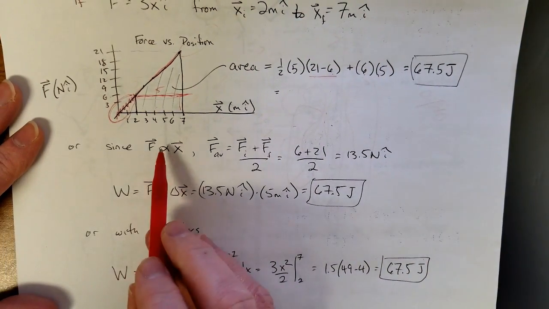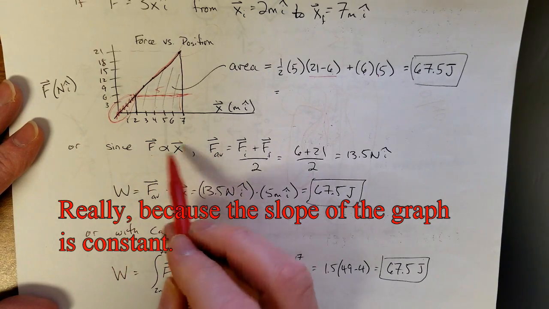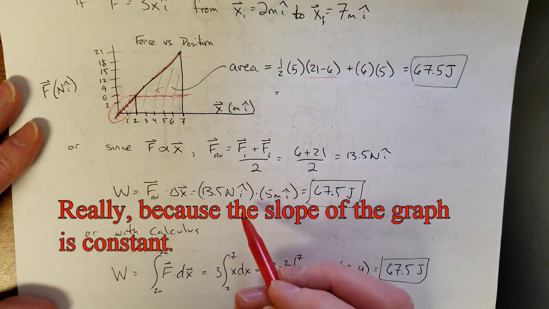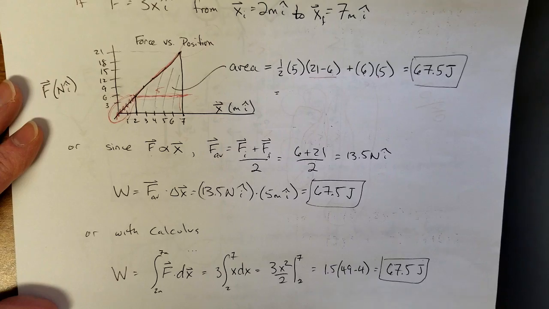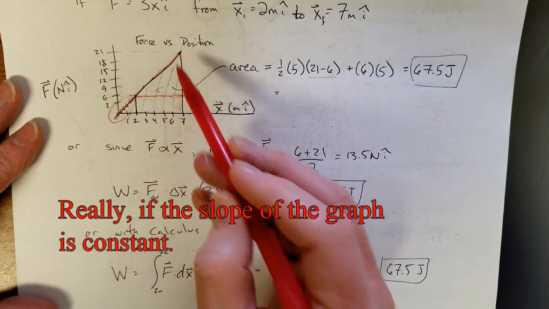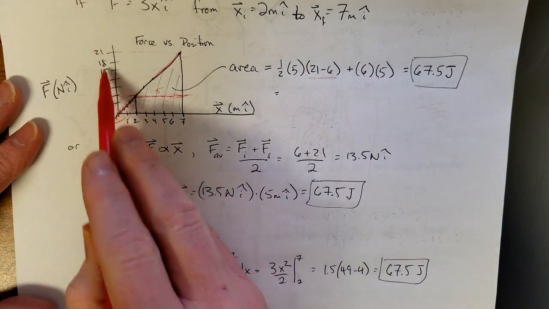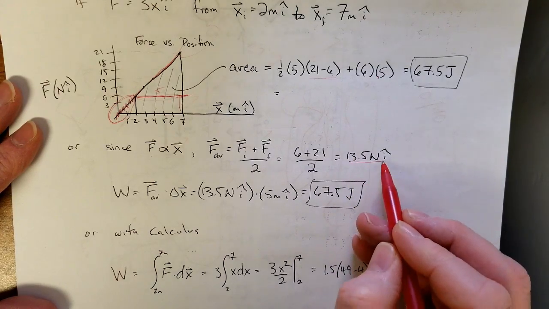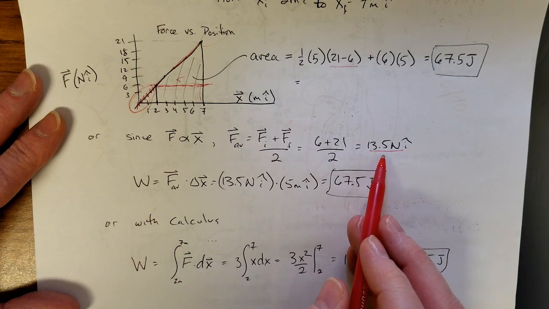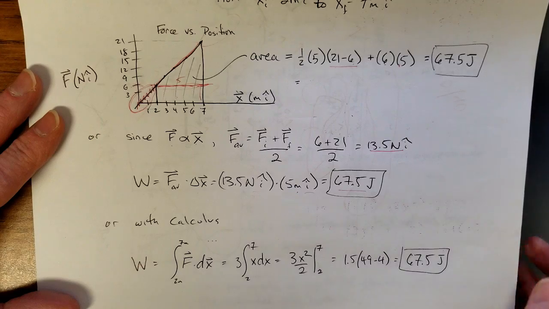Now, because force and position are directly proportional, I could find the average just by averaging the initial and final values. Again, this works if they're directly proportional, or I should say if the plot is a straight line from the beginning to the end. And so my average is just the average of 6 and 21, or 13.5 newtons in the i hat direction. So the work is average force times displacement, which is 13.5 newtons times 5 meters. They're in the same direction, so just multiply it out to get the same answer.